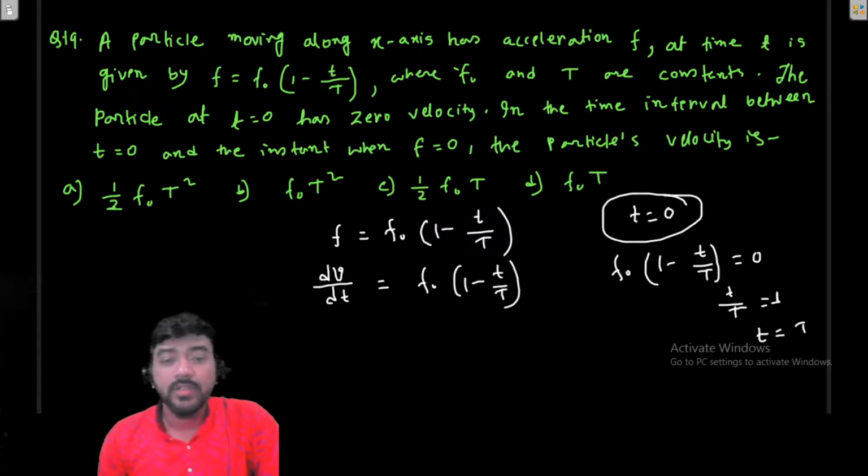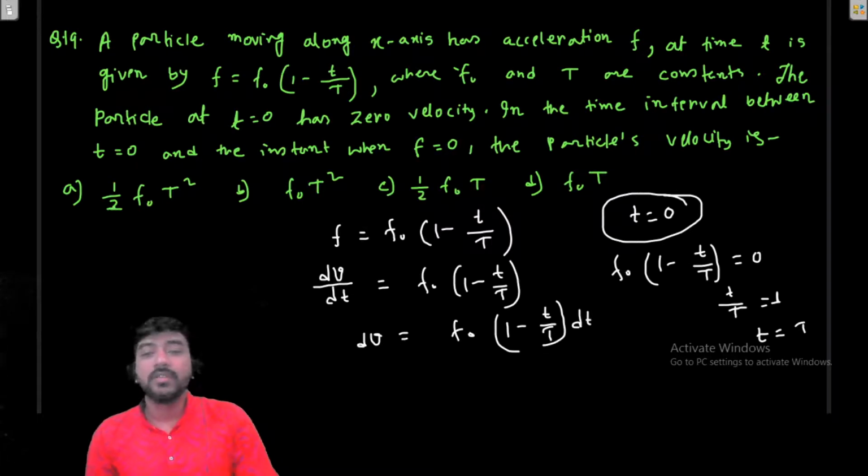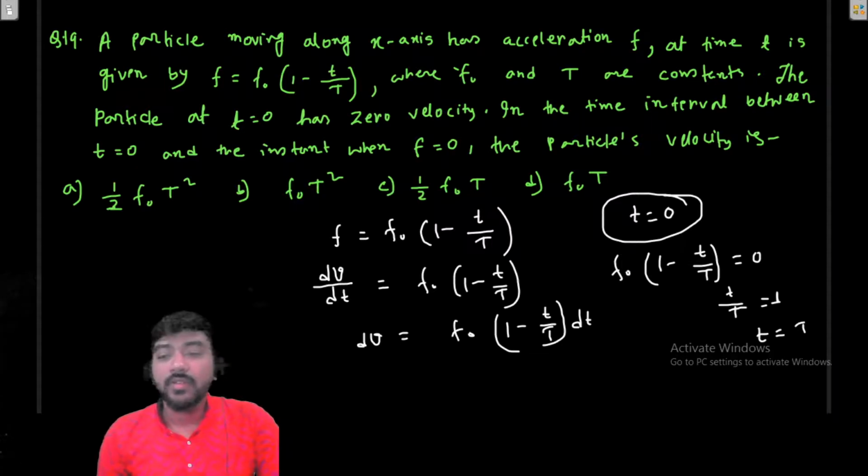Now we have to integrate. So dv is equal to F0 into 1 minus t by T into dt. If you want to find out the velocity after time capital T, what will be the limits of the integration? Initially t is equal to 0, and velocity 0 is given here. So at t equal to 0, velocity is 0. But now what will be the velocity after a certain time, capital T? This we have to find out.